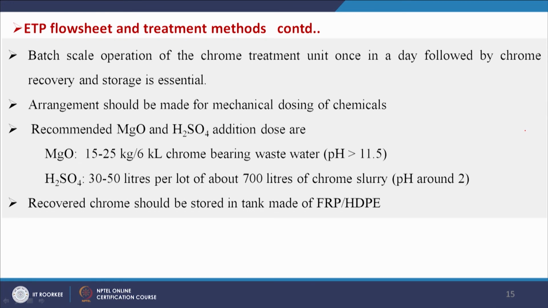So, in this case the batch scale operation of the chrome treatment unit once in a day, followed by chrome recovery and storage, is essential. Arrangement should be made for mechanical dosing of chemicals. The recommended MgO and H2SO4 addition doses are 15 to 25 kg per kilolitre of chrome-bearing wastewater and 30 to 50 liters per lot of about 700 liters of chrome slurry, pH around 2, and in this case pH is around 11.5. Recovered chrome should be stored in a tank made of FRP, HDPE etc.